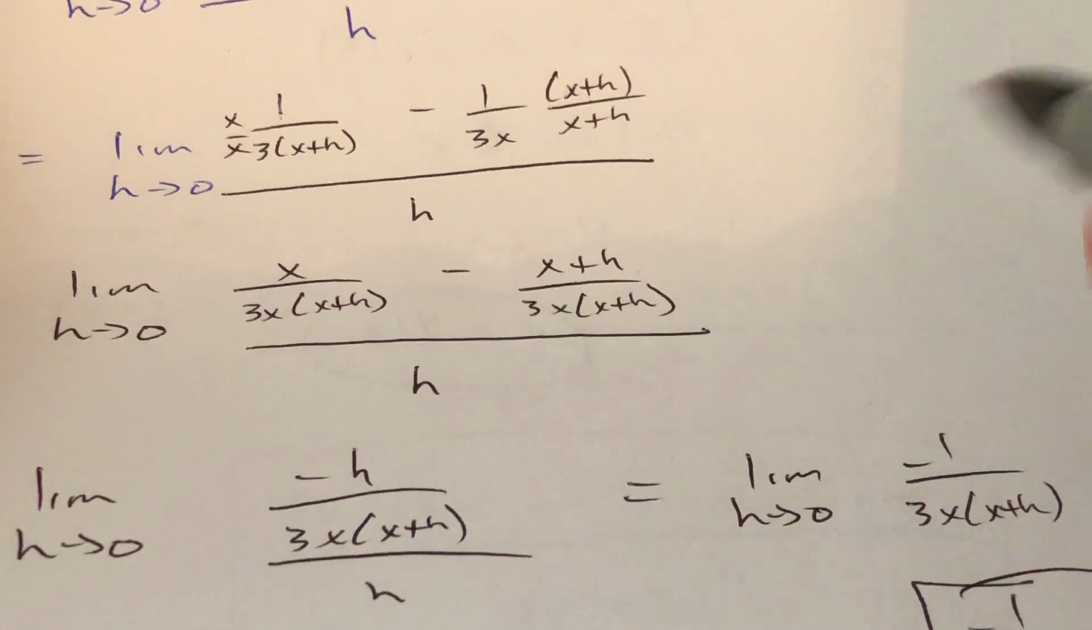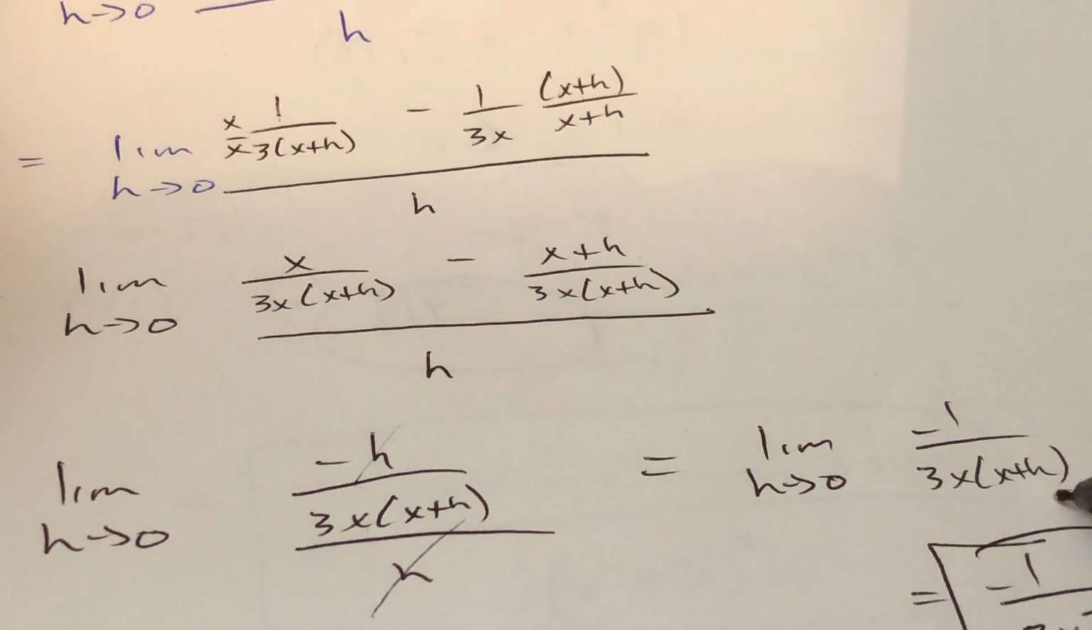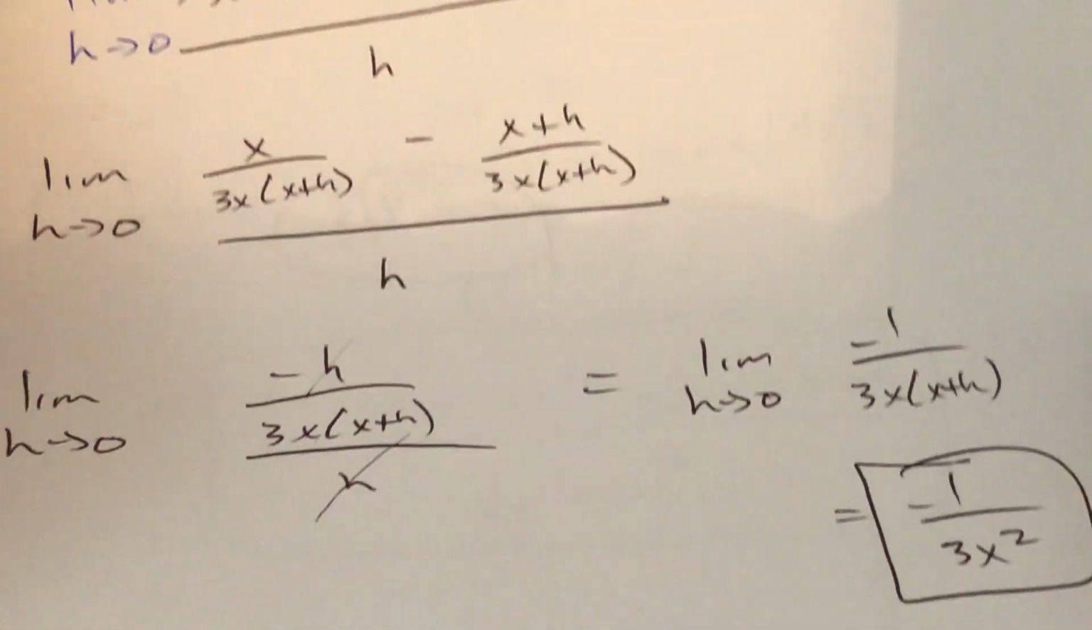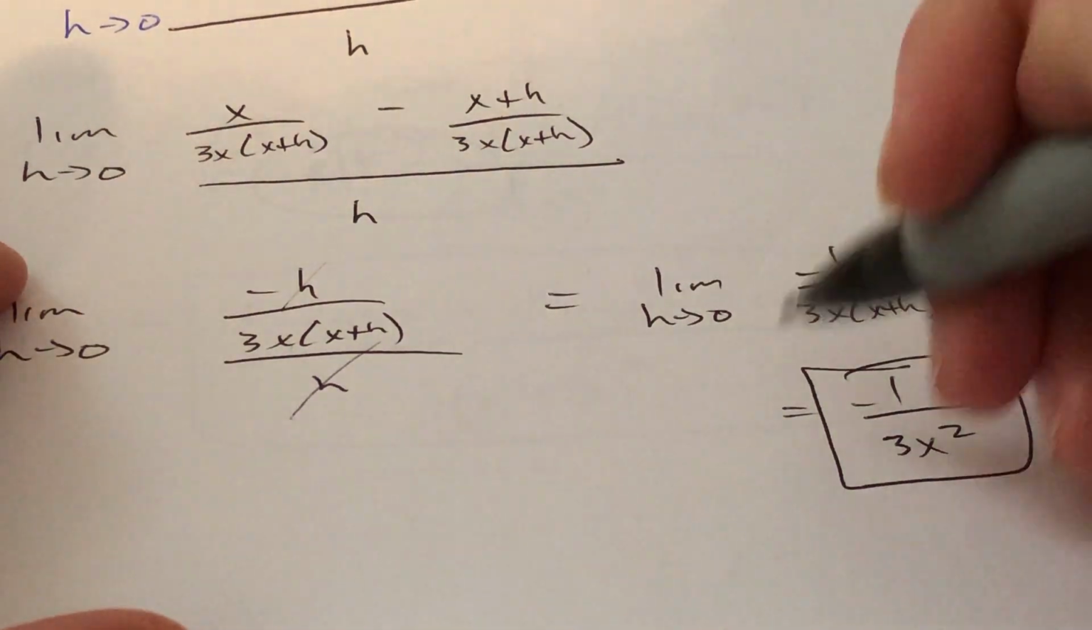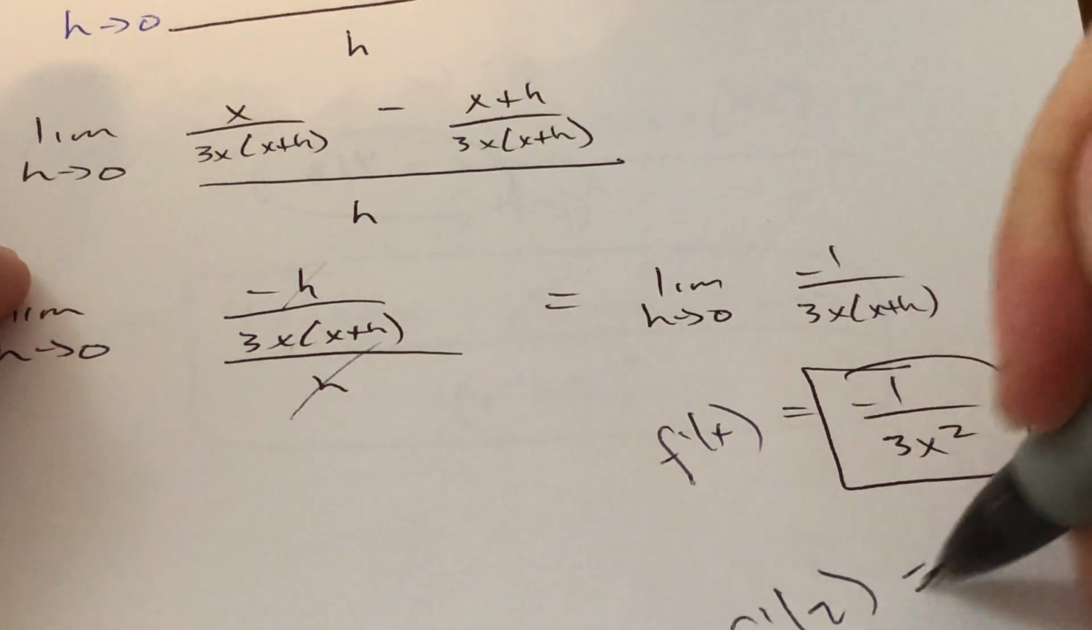Now I can let, well, first off, then the h's will cancel. Now I can let h go to 0. I got ahead of myself here. So that is f prime of x. Awesome. So f prime of 2.